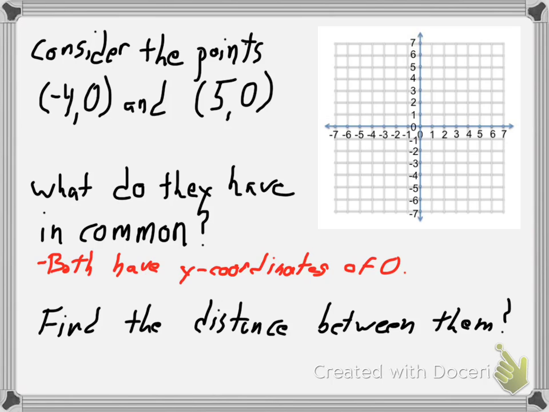So let me think about that for a second. Let me plot this to help visualize it. If I have (-4, 0), I'm going to go to x negative 4 and up 0, so I have a point right there. If I have (5, 0), I'm going to go to the right 5 and up 0, right there. Now looking at these, I know because they both have a y-coordinate of 0, they are on an axis, and specifically they're both on the x-axis.